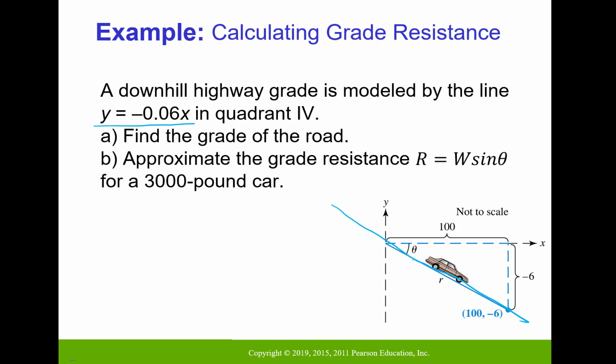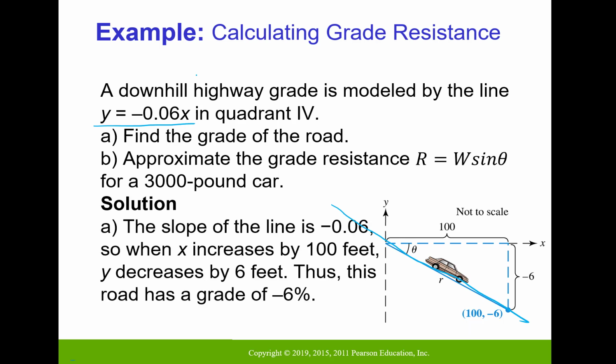So the grade of the road is the steepness, so it is downhill, so it's going to be a negative value. And then for every 100 feet, if you plug in 100 feet horizontally for x, and then you multiply it by the slope, negative 0.06, you end up getting that we decrease by 6 feet for every 100 feet of horizontal input. And so therefore the road grade is negative 6%. Okay, so that's the grade.